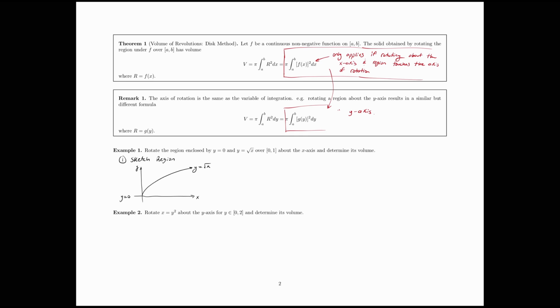Over 0 to 1 about the x-axis to determine its volume. So we know 0 is here, so let's say x equals 1 is, we'll exaggerate it, just right there. Okay, so this region that we're asked to rotate is this.